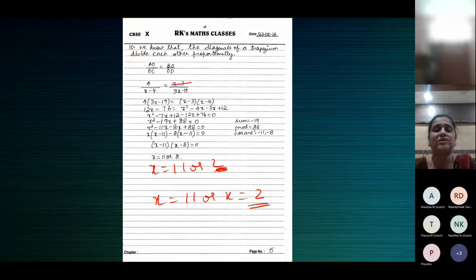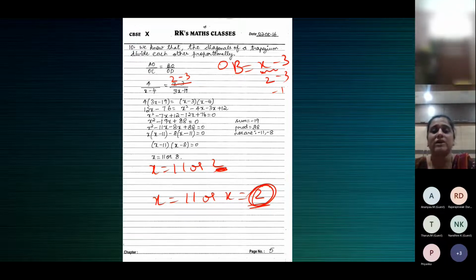Yeah, because when you take the value of x here, 2 minus 3, because OB is a line segment and its length is positive. So OB is x minus 3. And if you take x as 2, 2 minus 3 is minus 1, which is not possible. So you have to reject it. Though 2 is positive, it does not make a meaningful value when you use it in x minus 3.